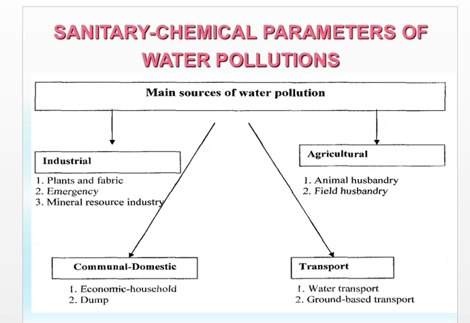The second is communal domestic: economic households, dams. Transport is water transport, ground based transport. And last is agricultural: animal husbandry, field husbandry, and others.